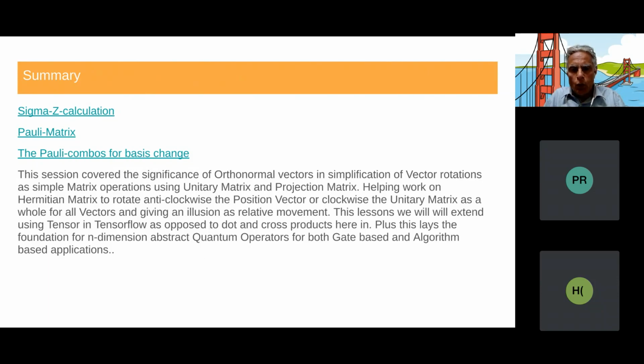What we have covered in the session, which is significant, is orthonormal vectors. What is the significance of orthonormal vectors? It is the simplification of vector rotation. They sometimes call it sparse matrices and all that. Basically, what it means is that when you do a determinant, you try to get the maximum zeros, and then you do the minimum computation.